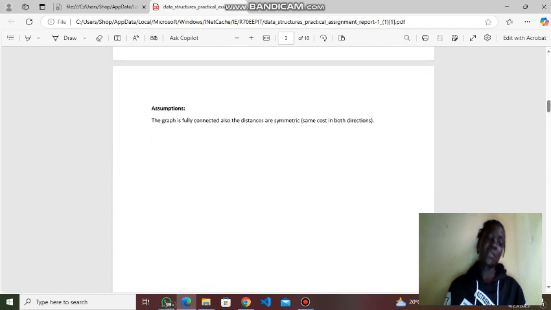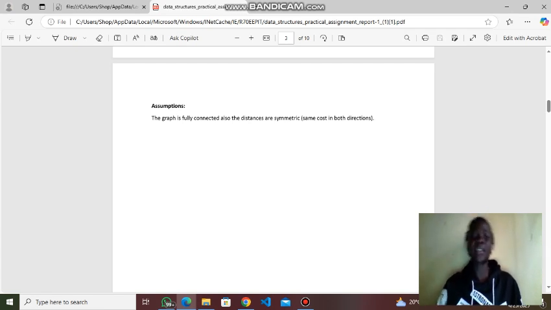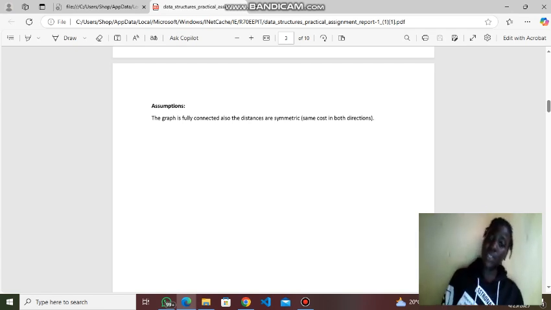Our assumptions are that the graph is fully connected, and the distances are symmetric. By symmetric, I mean the same cost in both directions.